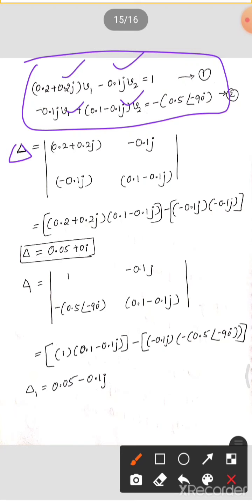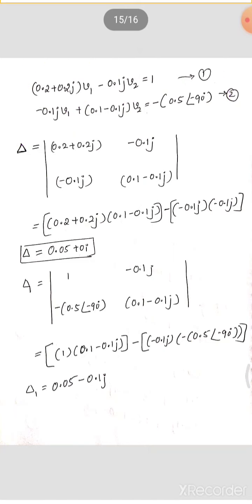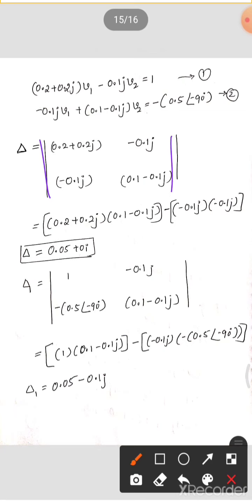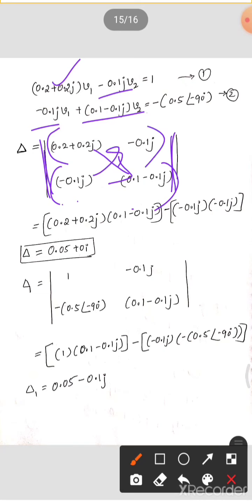Let's take a delta. Delta means the determinant of the coefficients of the voltages. In the earlier case we had taken currents because we had applied loop analysis or mesh analysis, right? So let's write the determinant of the coefficients of V1 and V2. V1 is 0.2 plus 0.2j, then V2 is minus 0.1j; in the second row, V1 is minus 0.1j and this one is 0.1 minus 0.1j. Let's take its determinant. While taking a determinant, this factor into this factor minus this factor into this factor. Once you calculate, you get delta equal to 0.05 plus 0j.